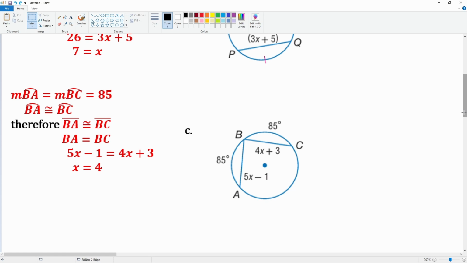Here, I showed you all the work of how you get from the arc to the chord, from the chord to their measurements, and from the measurements to the equation. Okay, those are all the steps that justify it.